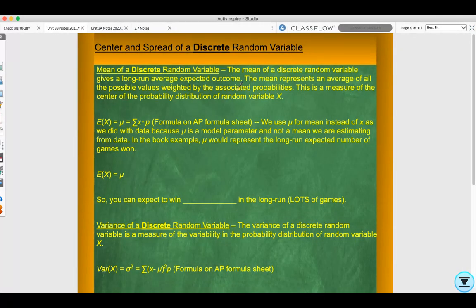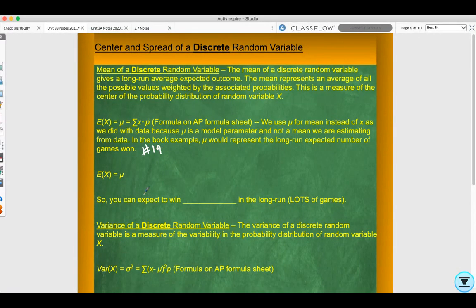My expected value of x, which is mu, is the sum of x times their probability. This formula is on your formula sheet. We use mu for mean instead of x bar as we did with data because mu is a model parameter and not a mean we are estimating from data. In the book example, mu would represent the long run expected number of games won. So we're going back to the book example of number 19 that we previously did.